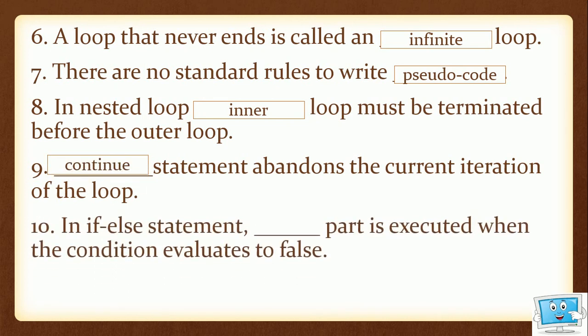And next is, in if else statement, the dash part is executed when the condition evaluates to false. When we are working with the if else statement, in the if part we give one statement and in else part also we give one statement. So if the condition is true, if part will be executed, and if the condition is false, else part will be executed. So if the condition evaluates to false, which part is executed? That is the else part. So the answer will be else part.